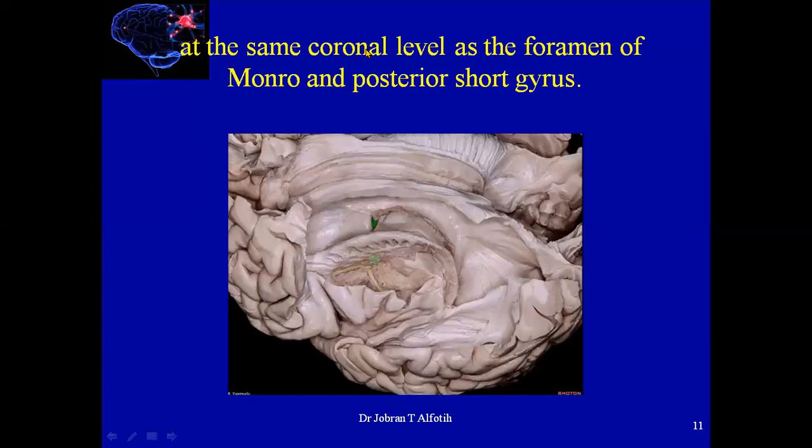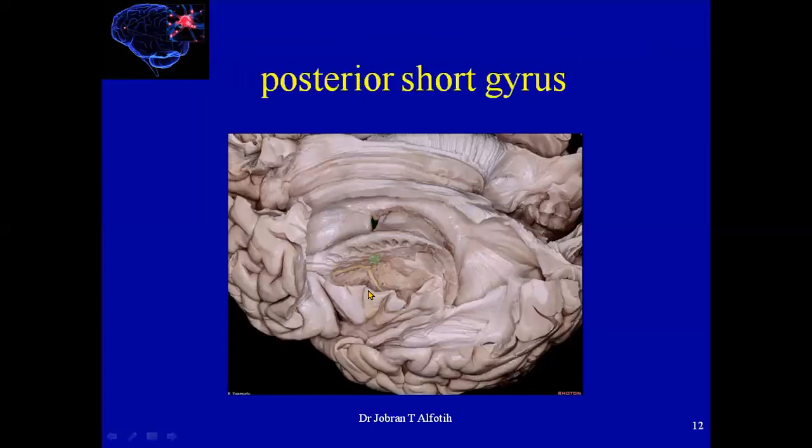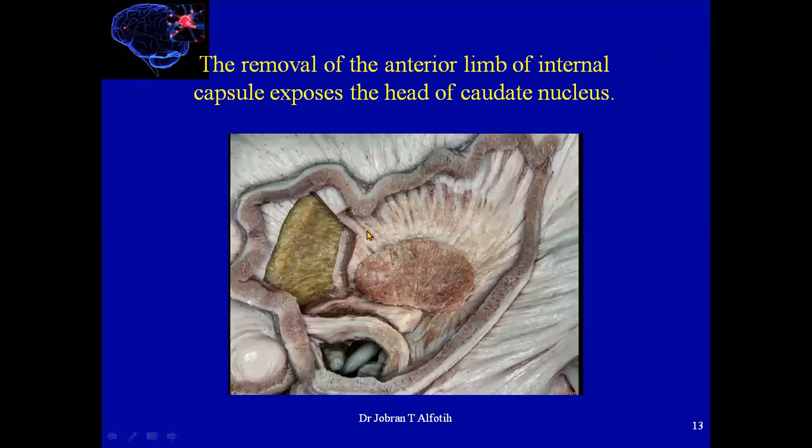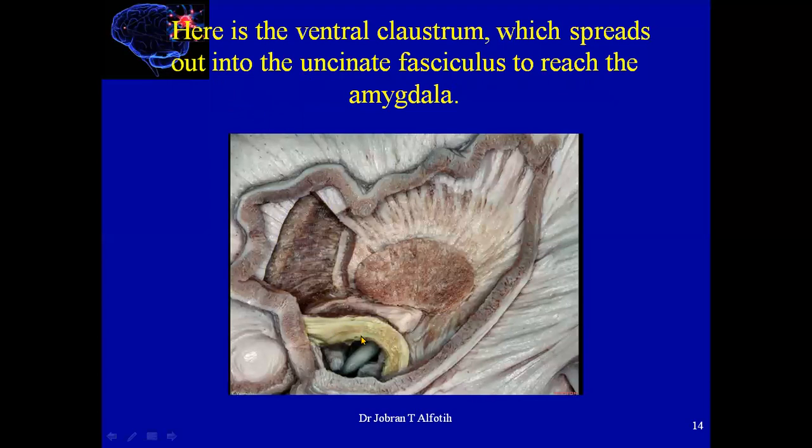At the same coronal level, we can see the foramen of Monro and the genu, and also the posterior short gyri of the insula, as we see in this picture. All of these are in the same line. After removal of the anterior limb of the internal capsule, we expose the head of the caudate nucleus. This is the internal capsule here. Here is the ventral claustrum, which spreads, as we said before, into the uncinate fasciculus to reach the amygdala.